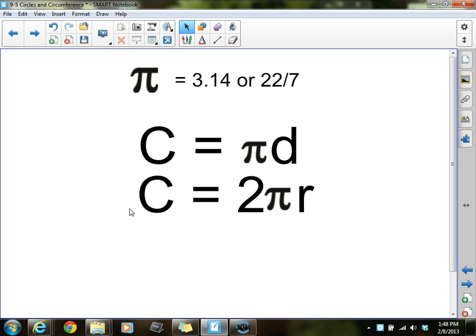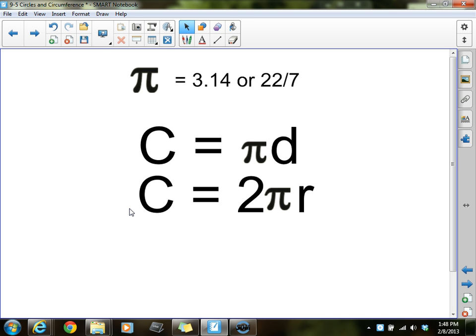Now the book, I will say, on page 453 does an excellent job of talking about how they get the formula, and I would definitely encourage you to check that out. We may talk about that in class tomorrow, but once again I want to focus on just using the formula in this video tonight.